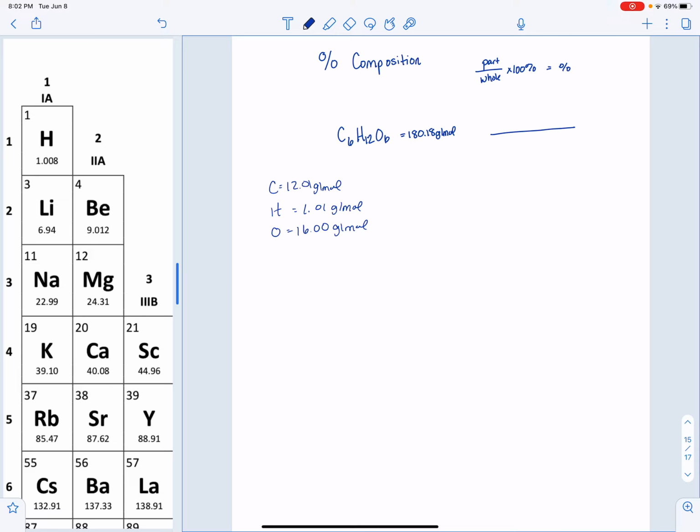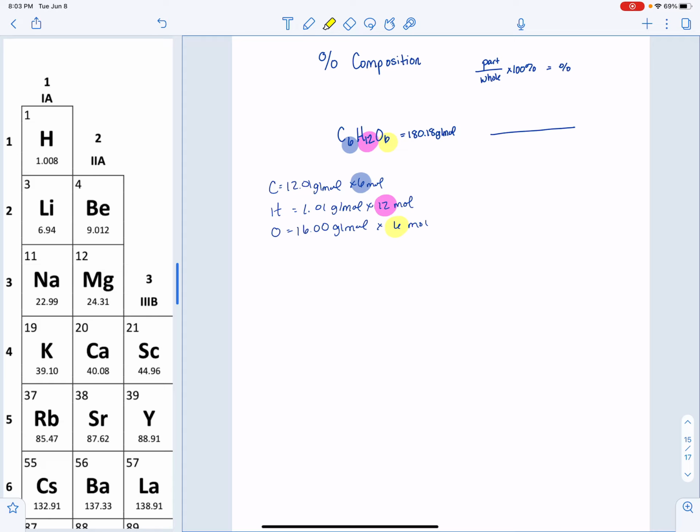And then because there are 6 carbons, I multiply that times 6 moles. There are 12 hydrogens, I multiply that by 12 moles. And there are 6 oxygens, times 6 moles. So again, that number is because of that subscript. This number is because of this subscript. And this number is because of this subscript. So this should all be pretty familiar on how you add something up.